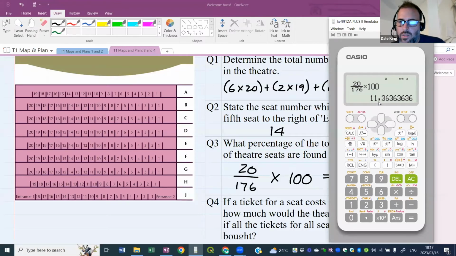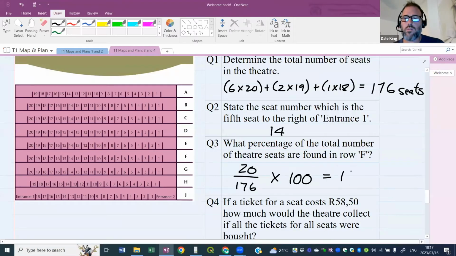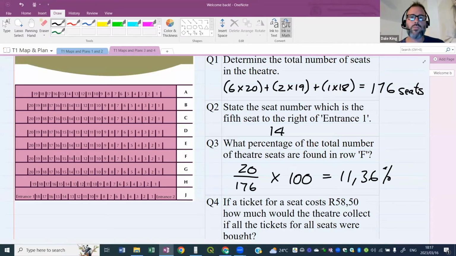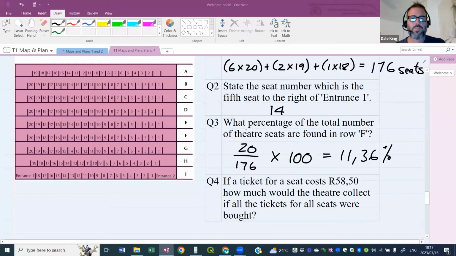We've got 11.36363636. So I'm looking at the second decimal, and I'm going to round it off if needed, but it's not going to change. So it's 11.36%. Well done. Good. 11.36% are in row F. Very good. Okay, guys, if you have any questions at any time, raise your hand. Use the raise a hand function in the Zoom, and we can stop and answer the question.